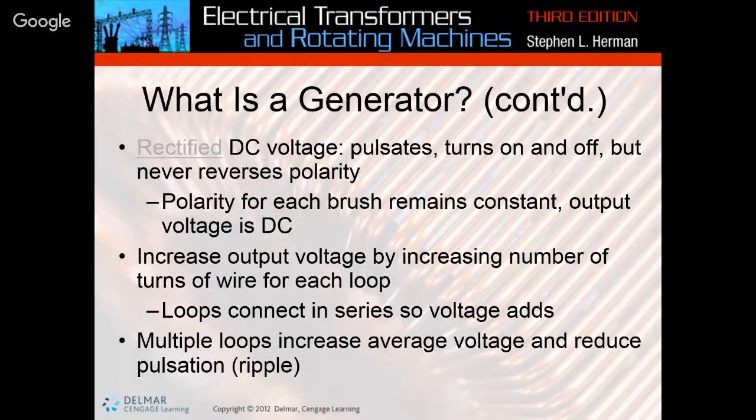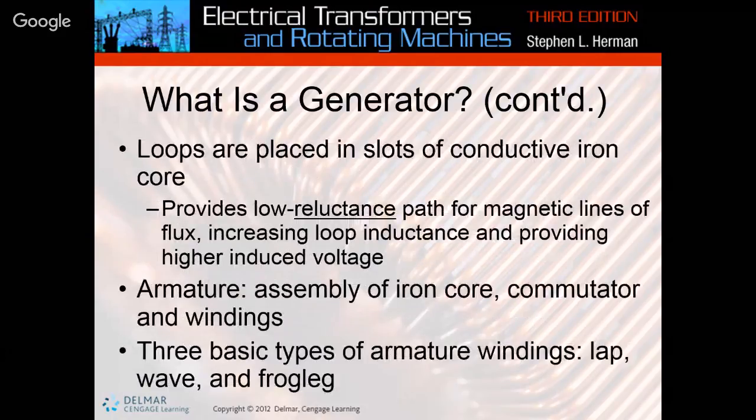Multiple loops increase the average voltage to reduce the pulsation. So there's your question right there. We're adding multiple loops, so we're going to increase the average voltage and decrease that ripple that we would have with just the two humps right there. So when we get in here a little deeper, hopefully, oh, one more slide, I think.